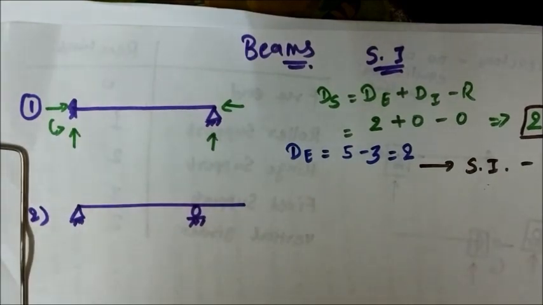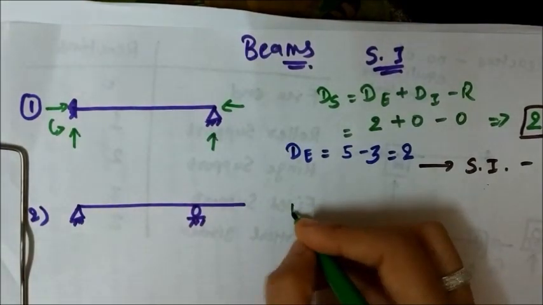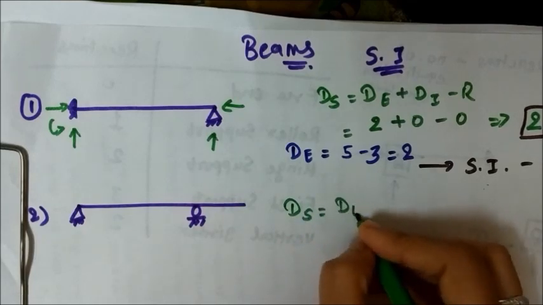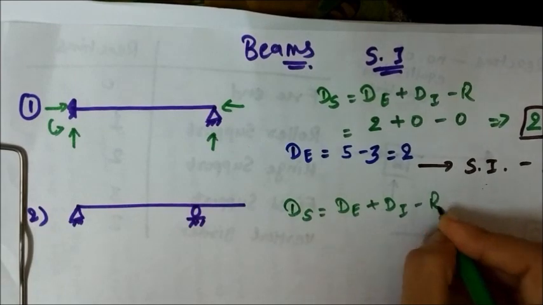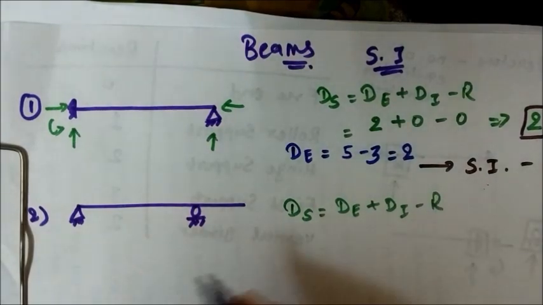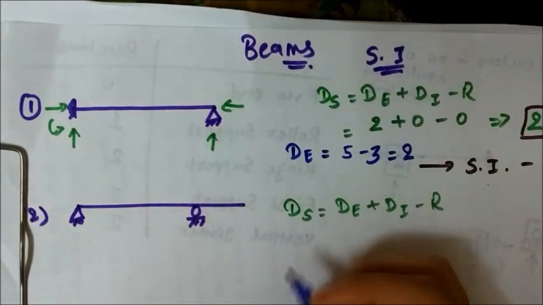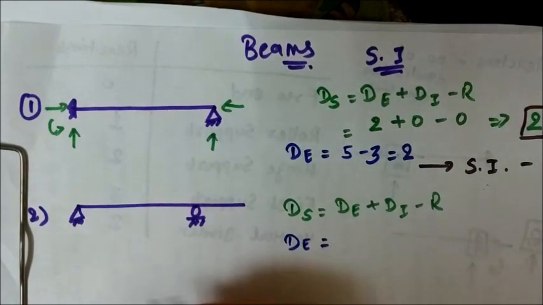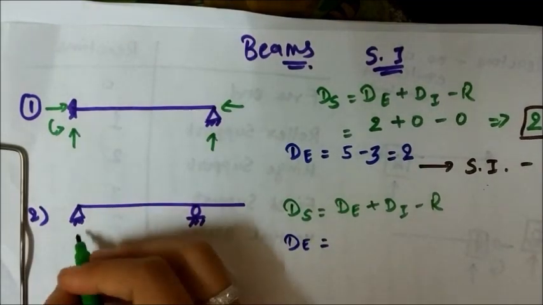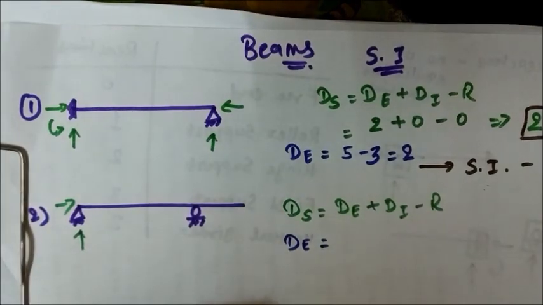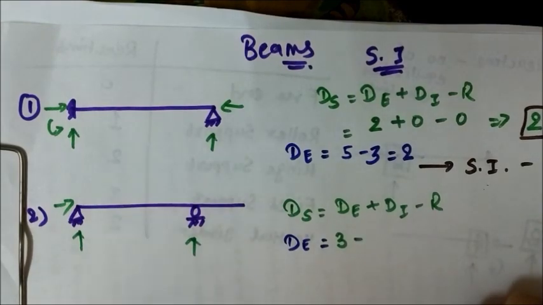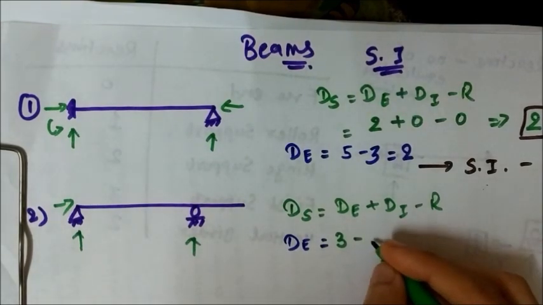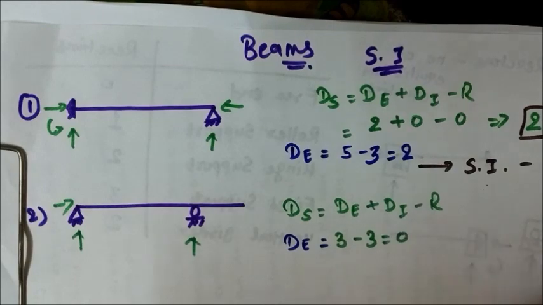Okay, and for this, again we just write our basic equation: Ds is equal to De plus Di minus R. Okay, and my De will be, you can see this hinge support will give you only 2 reactions and the roller support will give you 1 reaction, so we have a total of 3 reactions, and we have 3 static equilibrium equations. It will be 3 minus 3, which is equal to 0.